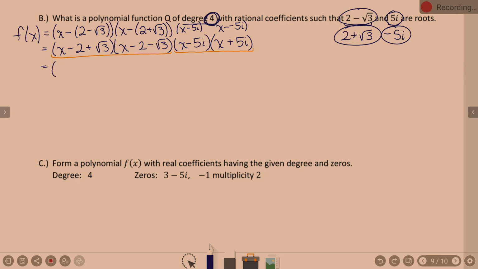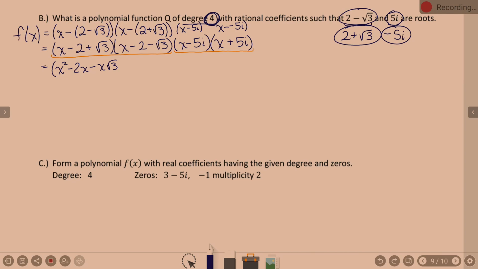I'm going to take this first x here and multiply it by everything in the second parenthesis here. The x, the minus 2, the minus square root of 3. You ready? X times x is? X squared. X times minus 2? Minus 2x. X times minus square root of 3. I probably would write minus x square root of 3. You could say minus square root of 3 times x, as long as the x is not under the parenthesis.